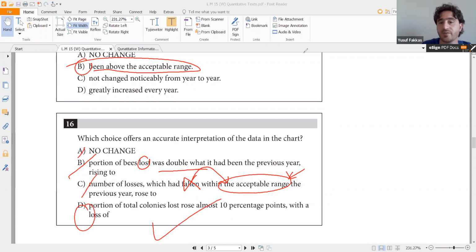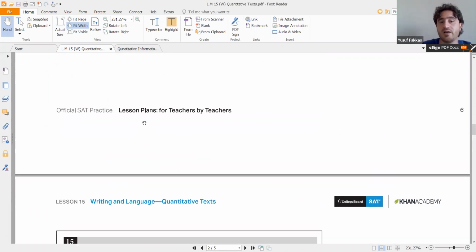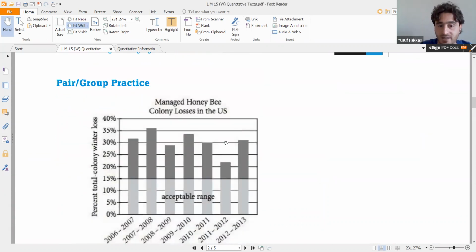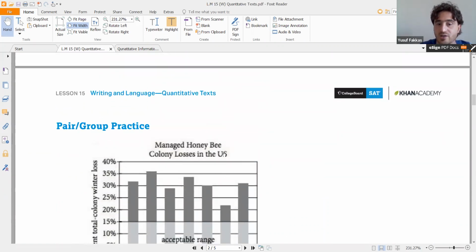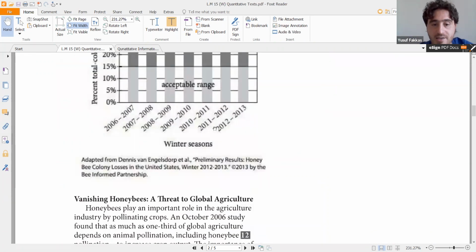It is D. The portion of total colonies lost rose, increased 10%, or 10 percentage points, with a loss of what? And then we have the rest of the sentence, with a loss of 31% of the colonies. And again, if you go to the graph, you will see that yes, it is actually 31. So now it all adds up to the same point, and the answer is correct.